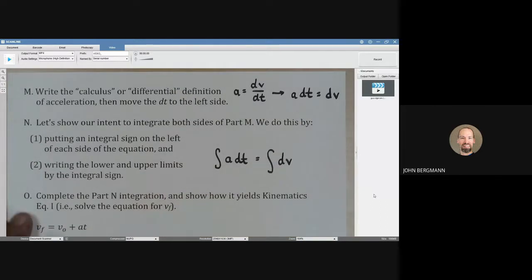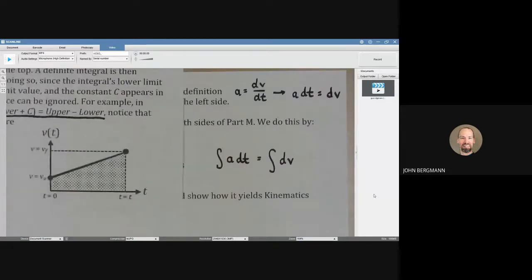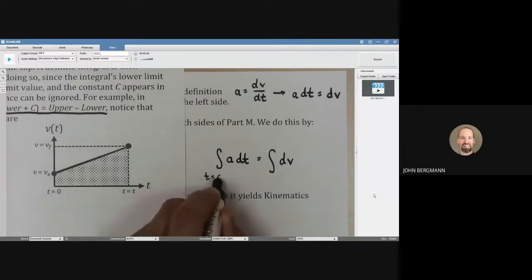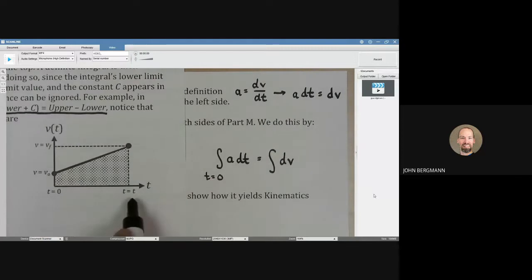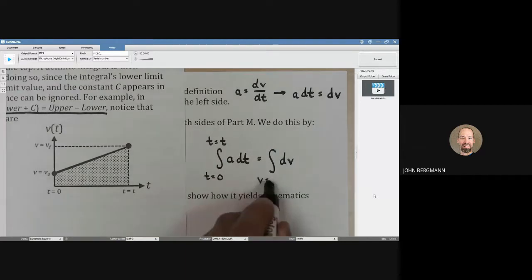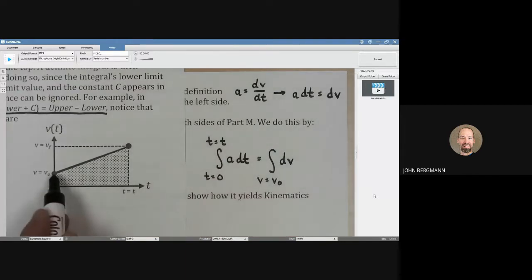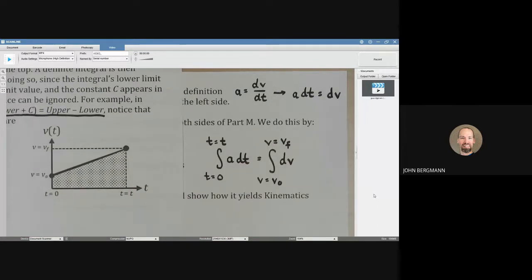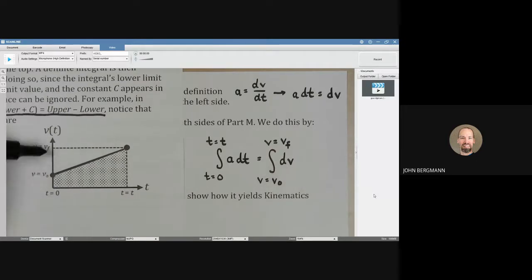All right, now what are our upper and lower limits? Well, that takes us back to this graph right here. You can see that the time starts at 0 and ends at some later time t. So those are the limits of integration there. And the velocity starts with an initial velocity, and it goes up to a final velocity. So that's what we've done there. We're going to integrate a dt for all of our little t's from t equals 0 to t equals t, and then the velocity goes from v naught all the way up to vf.